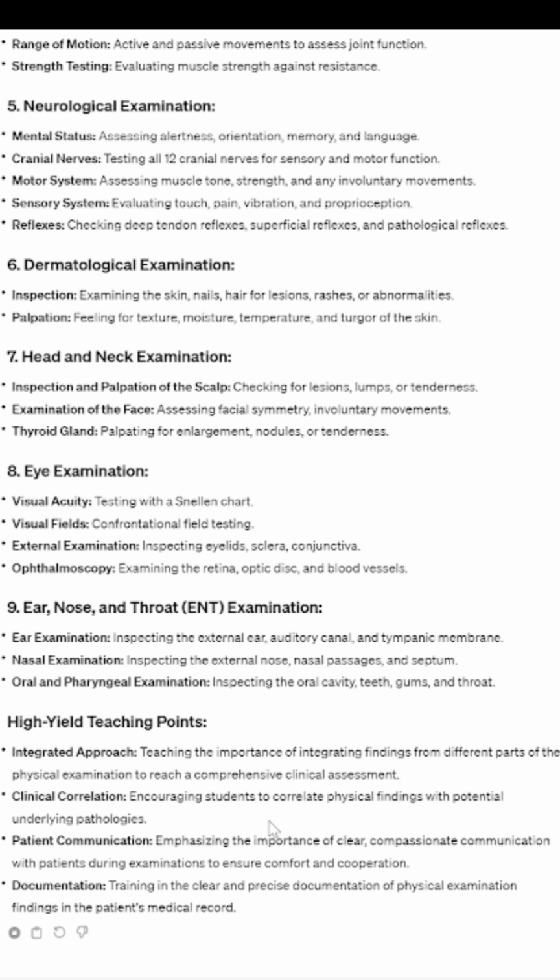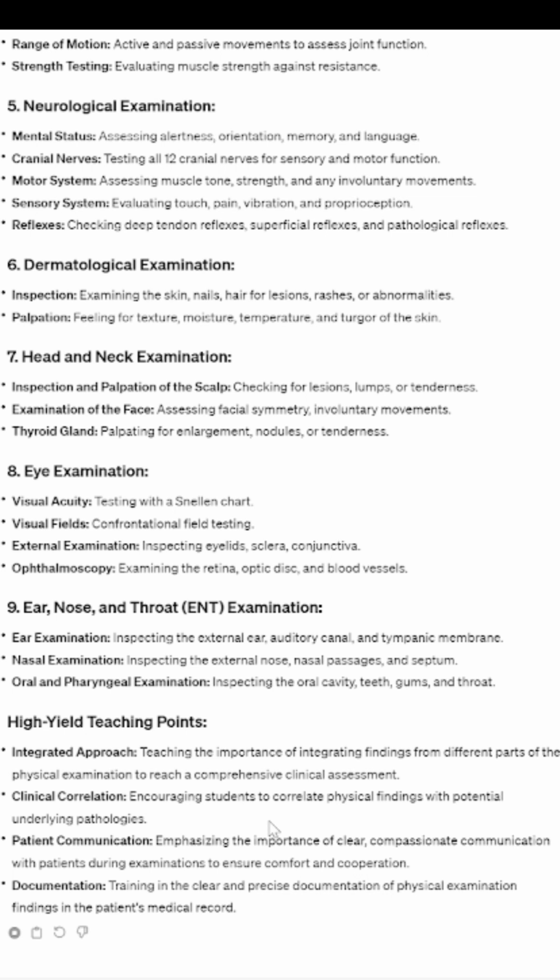6. Dermatological examination. Inspection: examining the skin, nails, hair for lesions, rashes, or abnormalities. Palpation: feeling for texture, moisture, temperature, and turgor of the skin. 7. Head and neck examination. Inspection and palpation of the scalp, checking for lesions, lumps, or tenderness. Examination of the face, assessing facial symmetry, involuntary movements. Thyroid gland: palpating for enlargement, nodules, or tenderness.